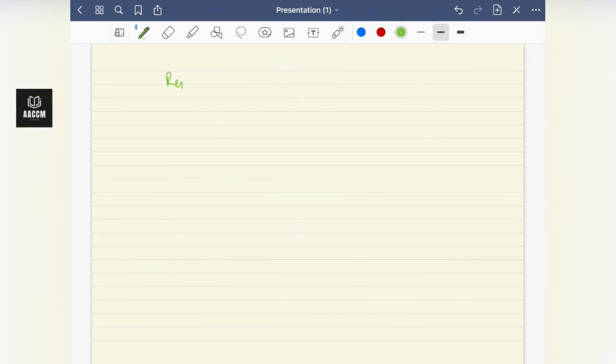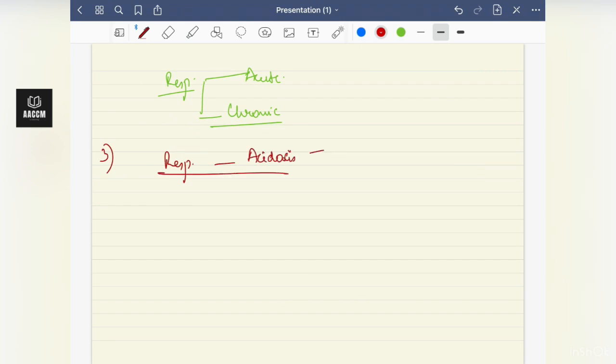For the respiratory part, we again have 2 points, one is the acute and the other is the chronic part. So for respiratory acidosis, the primary defect is the increase in the PCO2 levels. The compensation will be metabolic alkalosis, so there should be an increase in the bicarbonate levels. I hope I'm clear till now.